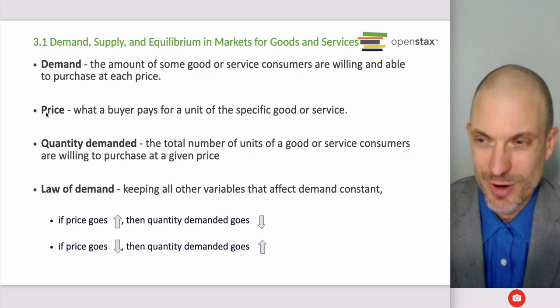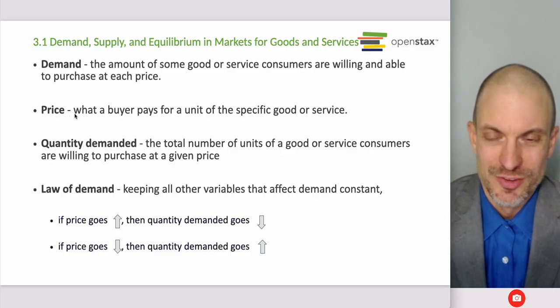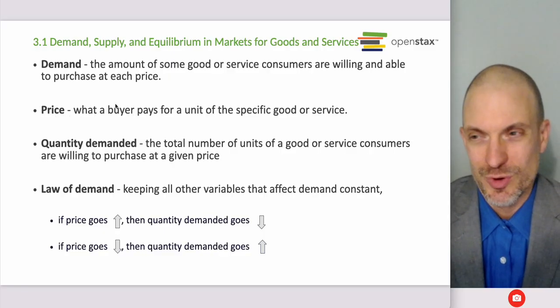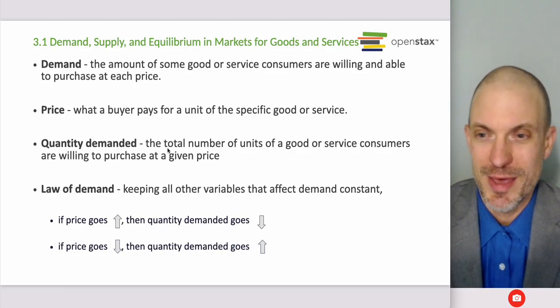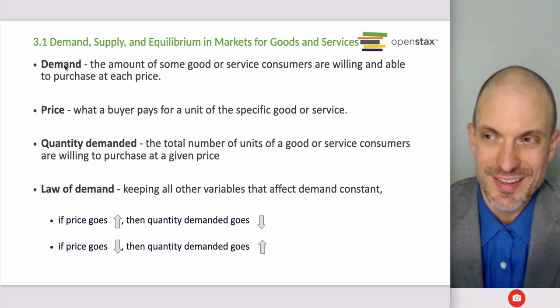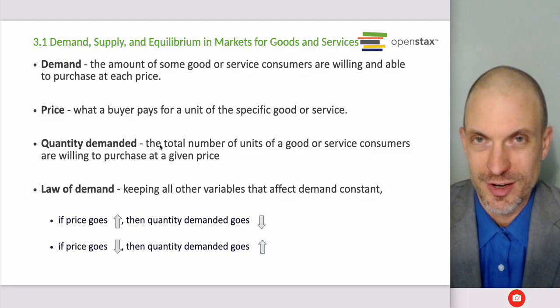we'll know the quantity they want to buy. Price, that's what a buyer pays for a unit of the specific good or service. Okay, so the market price is what the buyer is going to be paying, and then we'll find the associated quantity demanded in the demand relationship. So quantity demanded is the total number of units of a good or service consumers are willing to purchase at a given price. Well, right, in the context of the demand curve, given a price, we can find the associated quantity demanded.